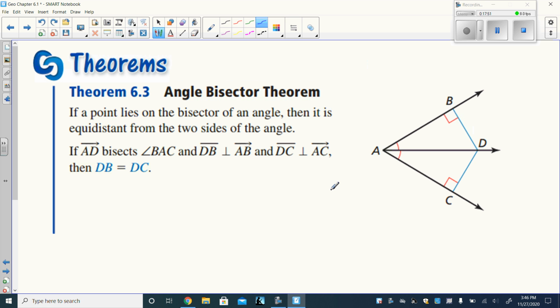Now we have these last two theorems. This is one of them. The other is going to be the converse of it. And this first theorem here is the angle bisector theorem. If a point lies on the bisector of an angle, then it is equidistant from the two sides of said angle. So point D lies on the bisector. We know that because these two angles here are congruent. So the distance from here to here is going to be the same as the distance from here to here. And it also works out that it makes two right angles.